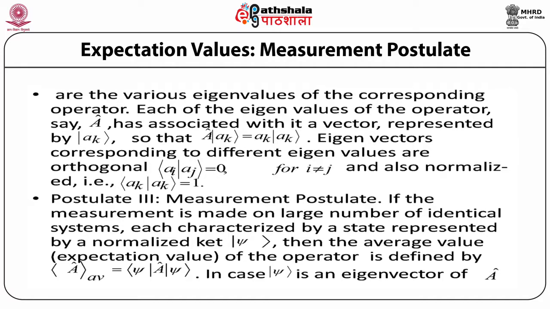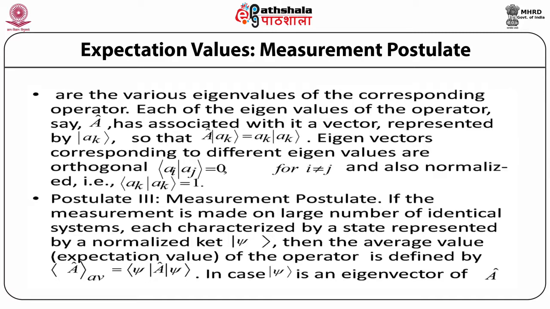Also, we see that it is convenient to define the state vectors such that they are orthonormal. That means that if you have a bra and a ket state vector together, then if they represent different states, then their product comes out to be 0. And if they represent the same state, then they are normalized to unity.